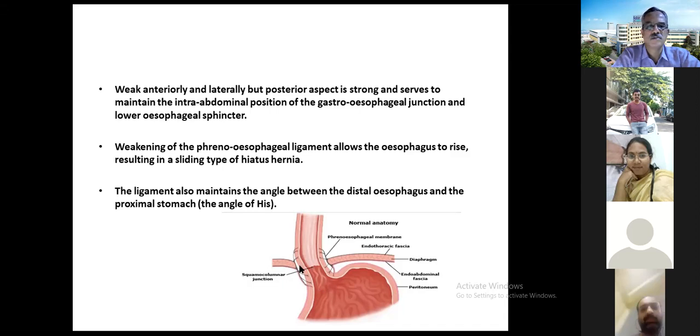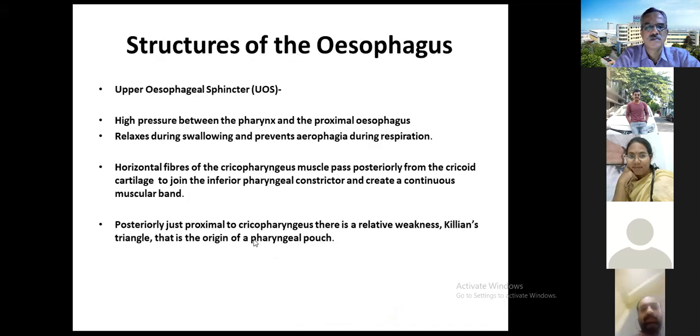And the ligament also maintains the angle between the distal esophagus and the proximal stomach, that is called the angle of His.